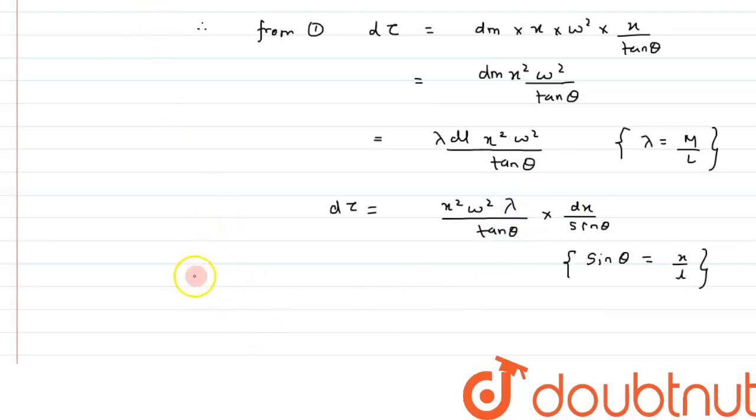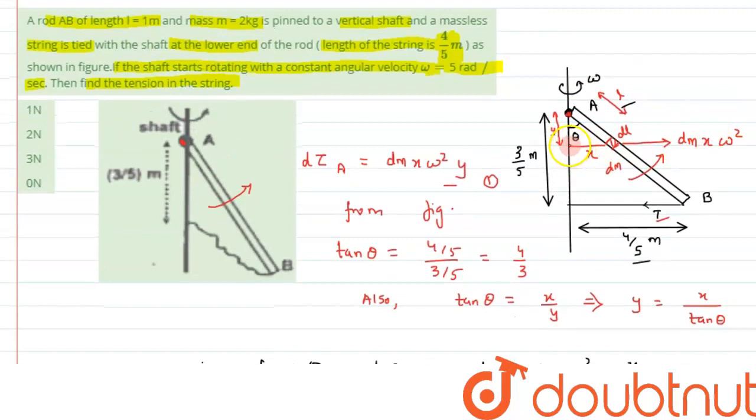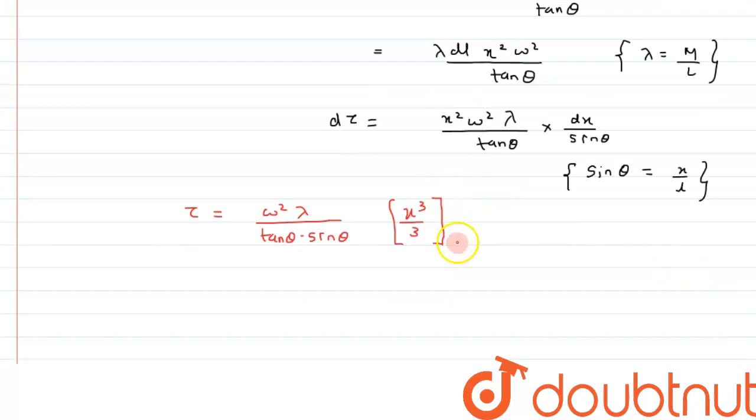So on integration we will get τ over here, and the constant values, that is ω²λ divided by tan θ into sin θ, can be taken out. The integration of x² dx will be x³ by 3, and the limit, if we carefully analyze, the rod started from position 0, and it finally reaches the point where the string gets tightened, that is at the length of 4 by 5 meters. So the limit will be from 0 to 4 by 5.